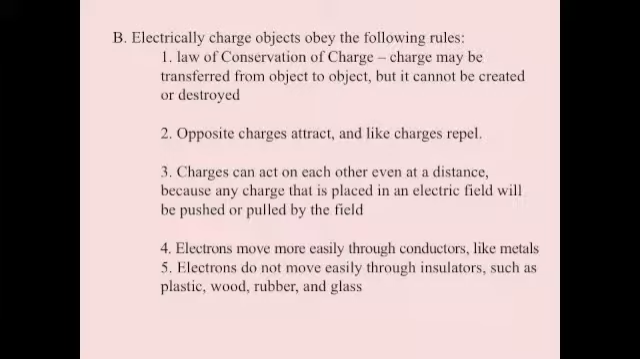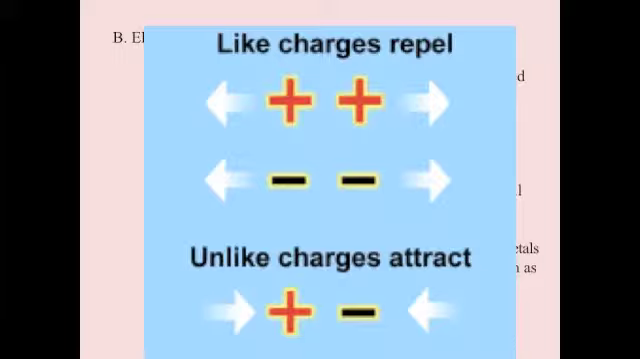From our study of heat, you might remember that electrons move more easily through conductors, like metals, and not as easily through insulators such as plastic, wood, rubber, and glass. In this picture, you can see that two like charges, two positives, are repelling each other. Same with the two negatives, but on the bottom, a positive and a negative attract each other.